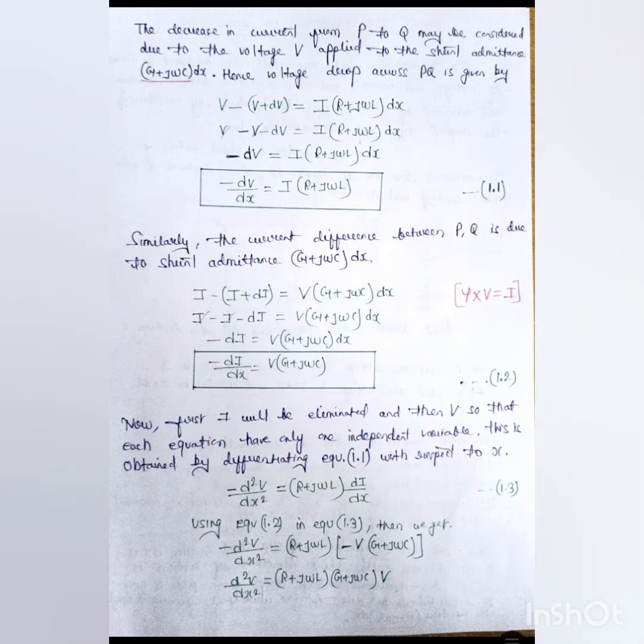So this is our equation, and while opening it, both the I's cancel and we get minus dI equals V (G plus j omega C) dx. Here we have to take this dx in the denominator and we get minus dI by dx equals V (G plus j omega C). This equation is considered as 1.2.